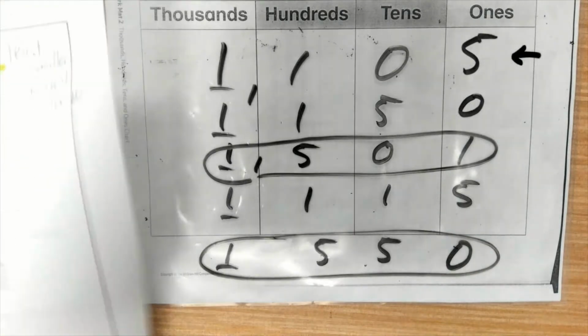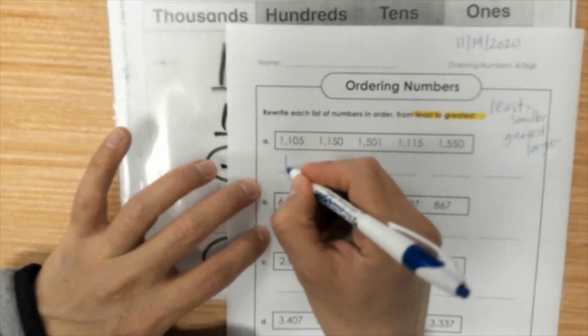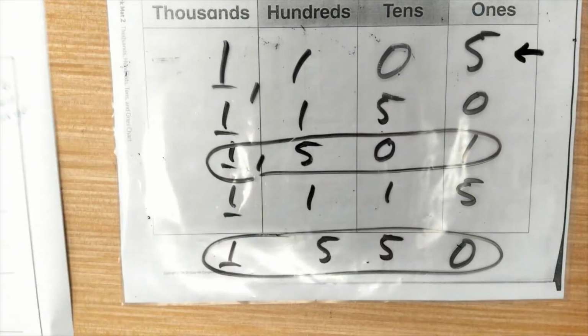So I go over here. So the smallest number is 1,105, and I cross it out right there, and I cross it out right here. Okay, so now I just have 1,150 and 1,115. So I go right here. 1 in the thousands, 1 in the thousands. Check. 1 in the hundreds.